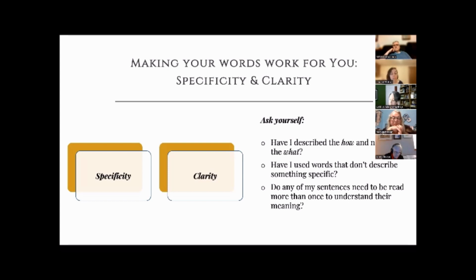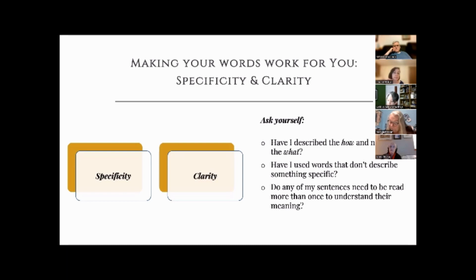So when you're looking at your writing, you can ask yourself, have I described the how, not just the what? And have I used words that don't describe something specific? This is going to invite you to dig a little bit deeper and find some more specific details that are going to make your writing more interesting and more vivid, and also more unique, because it's in the specific details that your own voice is going to shine through more.